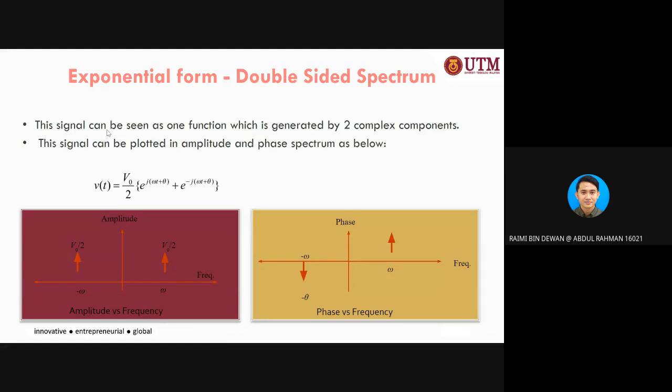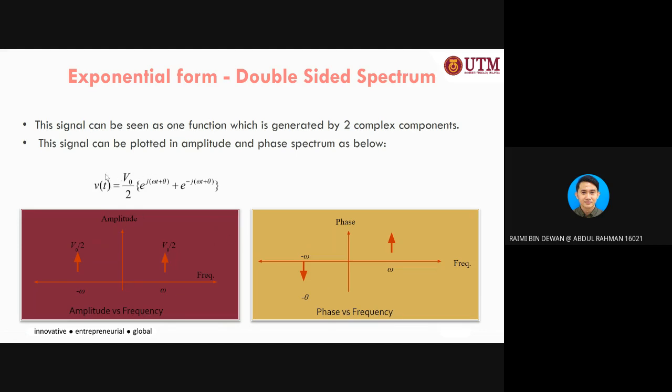Next, the signal can be seen as one function. Here is the exponential form double-sided spectrum. You can see the word double-sided here, so later on you will see this is a bit different because of the word double-sided. The signal can be seen as one function which is generated by two complex components. This signal can be plotted in an amplitude and phase spectrum as below. So you have amplitude versus frequency, and then you also have phase versus frequency.